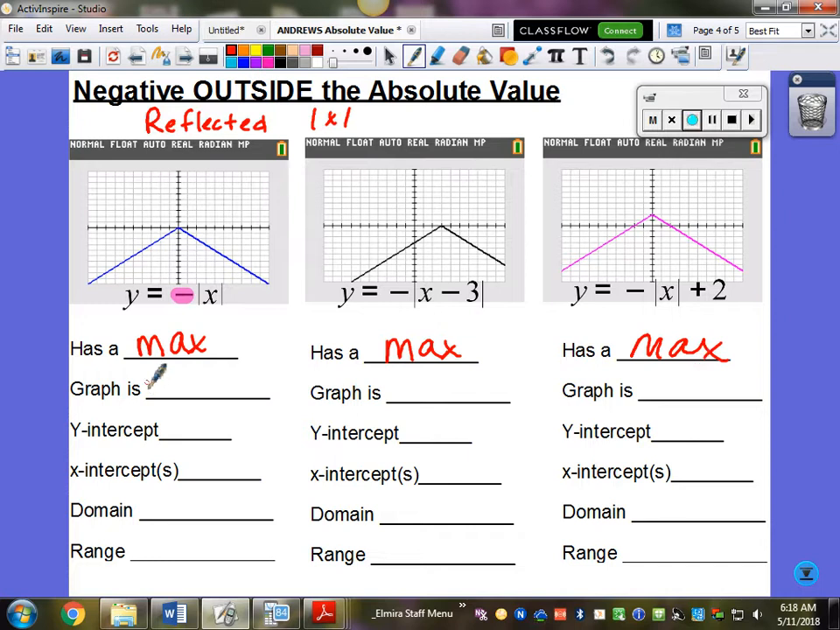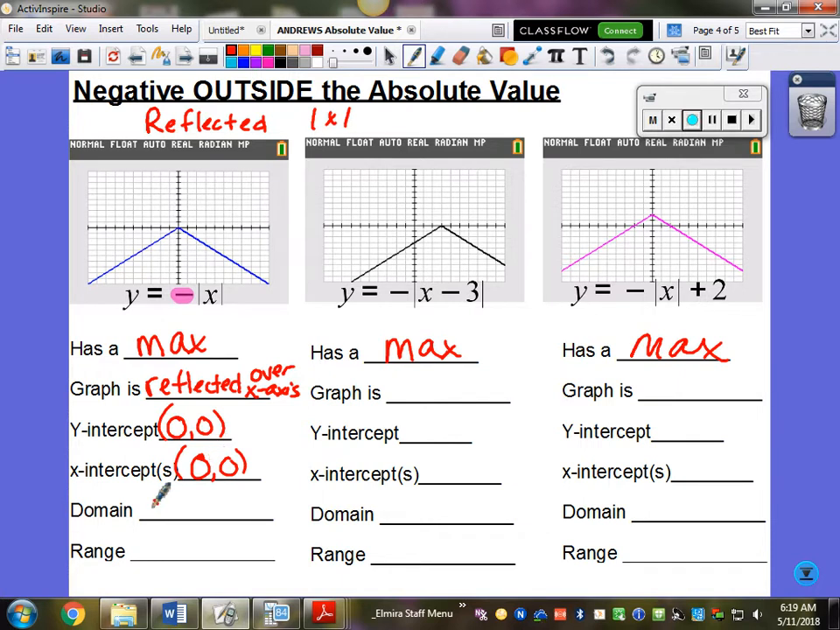Okay, so the graph is reflected over the x-axis. Y-intercept stayed the same, it's still (0, 0). X-intercept is still (0, 0). Guys, I would also tell you that there's no reason to try to do the intercepts in your head with these, especially when we do multiple transformations. Just look at it on the graph and find the intercepts that way. Don't try to do them in your head.